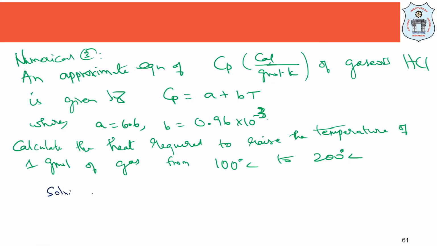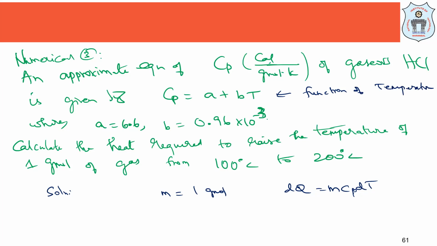Simple. The solution is, we have number of moles given, m equal to 1 gram mole. We know that dQ equal to m Cp delta T. Remember, Cp as a function of temperature is given, so we should be able to do integration. If we write dQ equal to m Cp dT, the temperature range is T1 equal to 100 degrees Celsius, T2 equal to 200 degrees Celsius. Remember, here it should be mentioned in which temperature T is, where A, B is this and T is in Kelvins. Remember, always absolute temperature is used in thermodynamic equations. So T is in Kelvin.